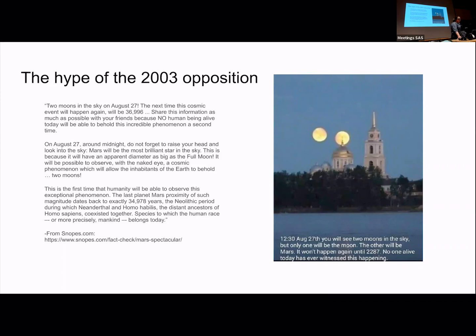And it basically went like this, that there will be 2 moons in the sky on August 27th. The next time this cosmic event will happen will be 37,000 years. Share this information as much as possible with your friends because no human being alive today will be able to behold this incredible phenomenon a second time. They were saying in some cases that Mars would appear in the sky as big as the full moon. Yeah, so anyway, it goes on and on and on.